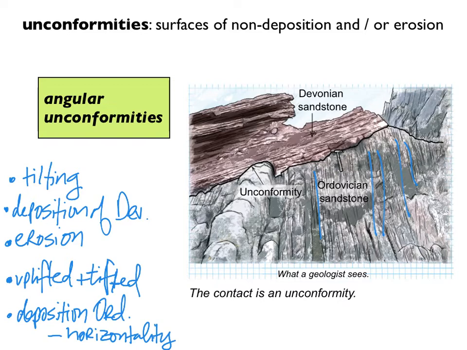So you can see that there's actually a lot going on here, and the angular unconformity, which is the contact between the Ordovician and the Devonian sandstones, is what tells us that this period of erosion happened. The unconformity is marking this gap of missing time in the sedimentary record during which no sedimentary rocks were being deposited, but rather non-deposition or erosion was happening.